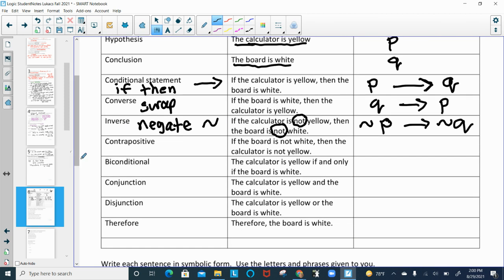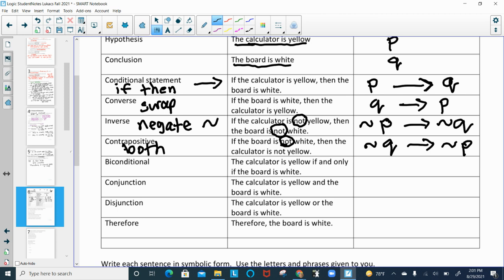Now for the contrapositive, remember that's both. We swap and we negate. So here we have, if the board is not white, then the calculator is not yellow. Well, it's an if-then, so we're going to write our arrow pointing to the right. Now we have the board is not white, so that's going to be squiggly Q. Then the calculator is not yellow. That's going to be squiggly P. I know that just looks so strange, but that's how the symbols work.